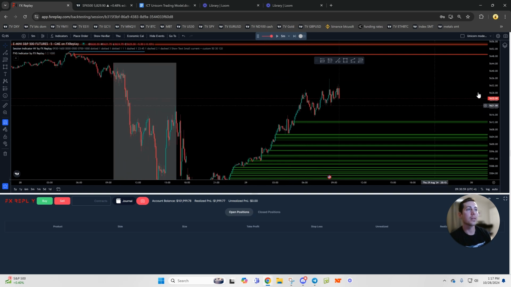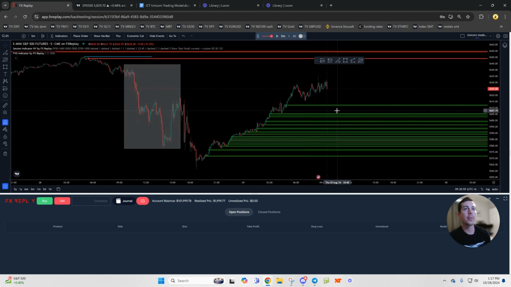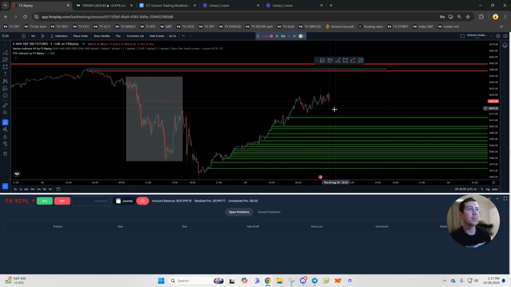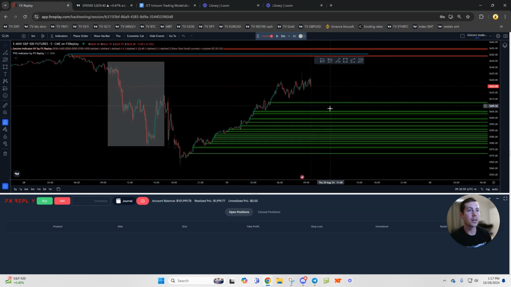Let's go to the next session. See where we can map out our draws on liquidity. We still have this one from a few days ago. Are there any to the downside that we can watch for?